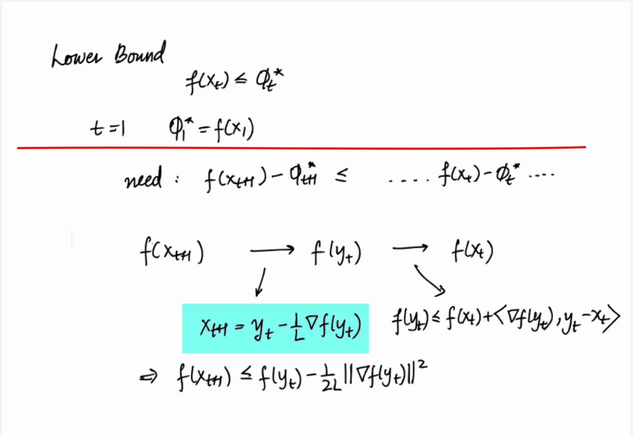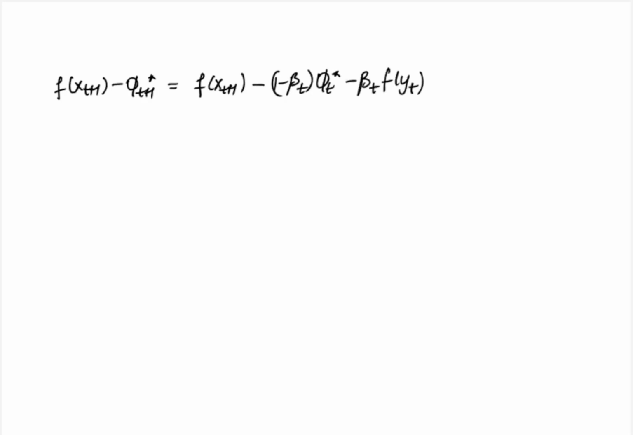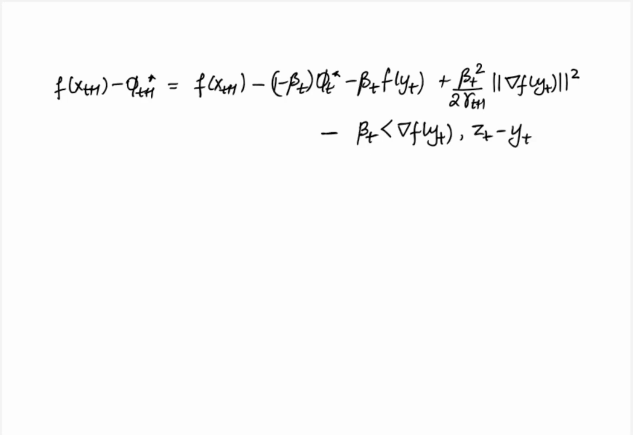So now we can put all of these together. First, let us use the definition of phi t plus 1 star to get that f of xt plus 1 minus phi t plus 1 star is equal to f of xt plus 1 minus (1 minus beta t) phi t star minus beta t f of yt plus beta t square by 2 gamma t plus 1 norm square of gradient f of yt minus beta t into inner product of gradient of f of yt comma zt minus yt.